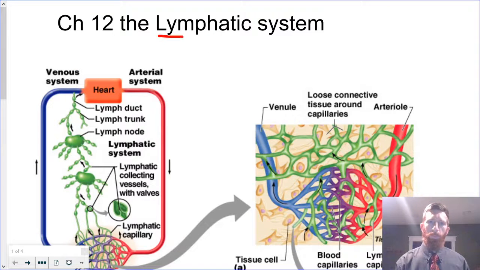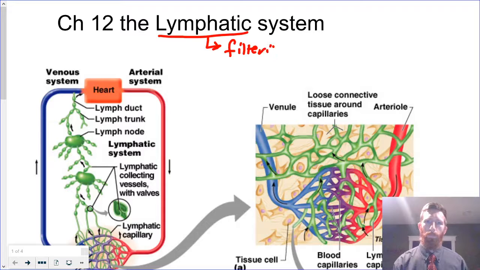So lymph system, what is it? Basically, it's a whole body filtering system. The liver basically filters the blood. Lymph, we'll see, kind of filters the blood as well, but it's not located in just one organ or one section of the body. So the lymph system is a whole body filtering system.